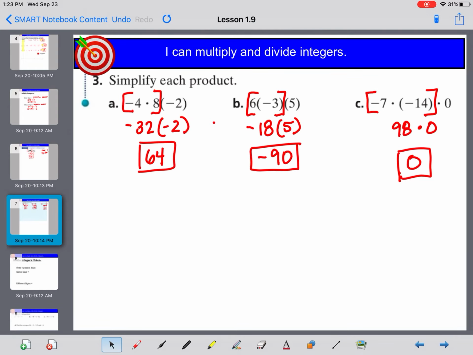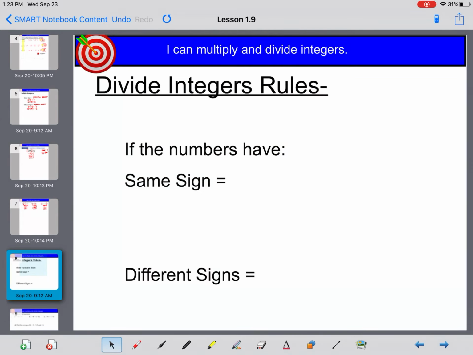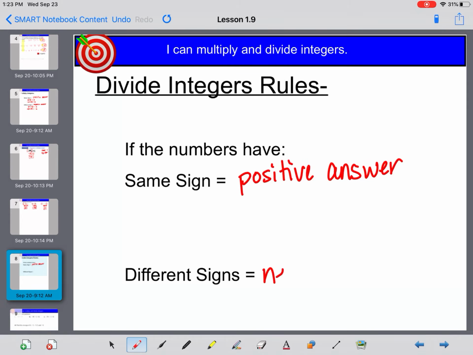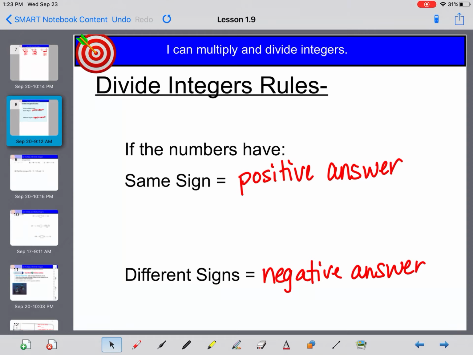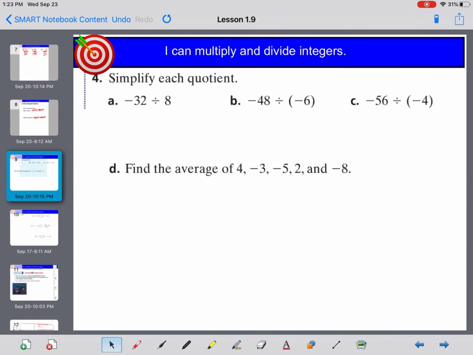What you're going to find, though, that's really handy is that our rules for dividing integers are exactly the same. If the two numbers being divided have the same sign, your answer will always be positive. Make sure you get that in your notes. And if the two numbers being divided have different signs, the answer will always be negative. So let's apply the same exact rules to division, because division is the inverse of multiplication.